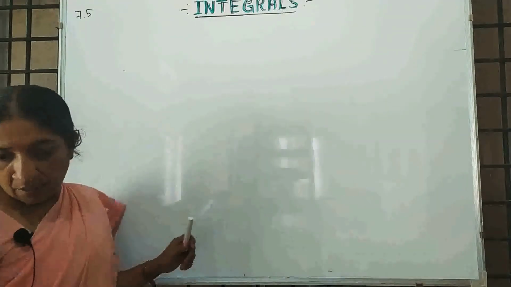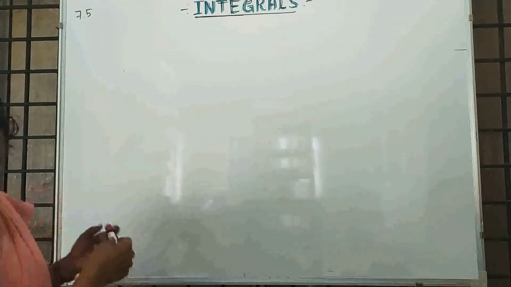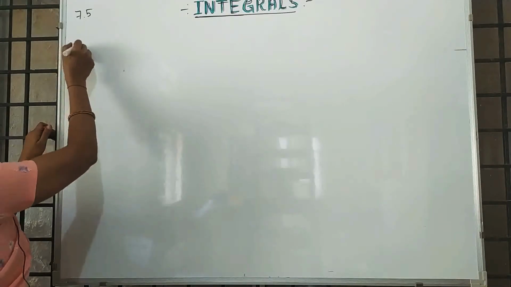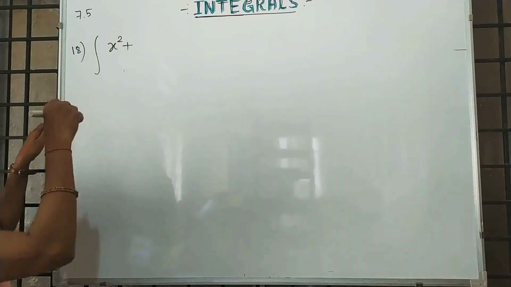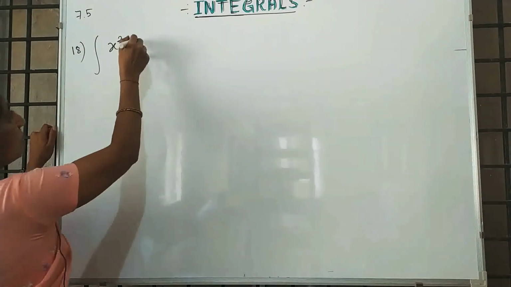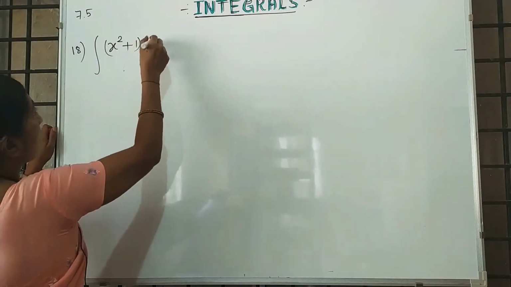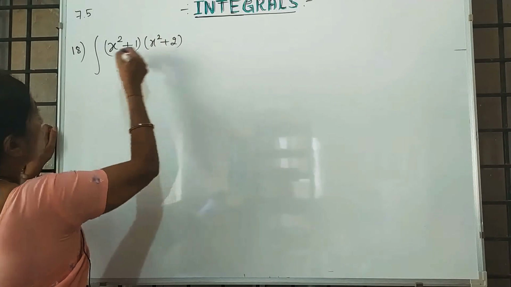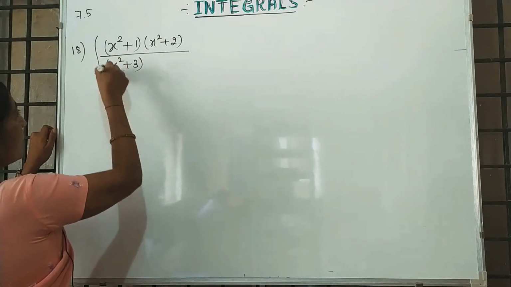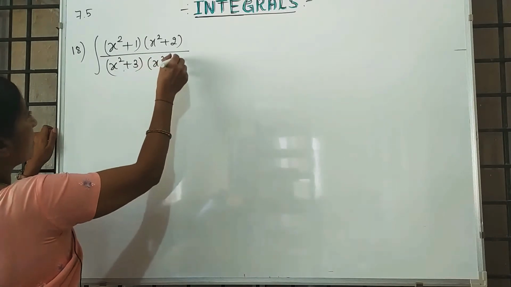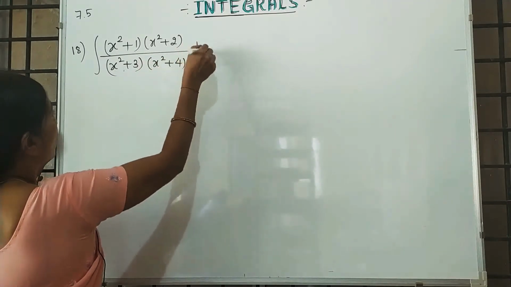Moving to the next example, that is question number 18: x square plus 1 into x square plus 2 upon x square plus 3 into x square plus 4 dx.